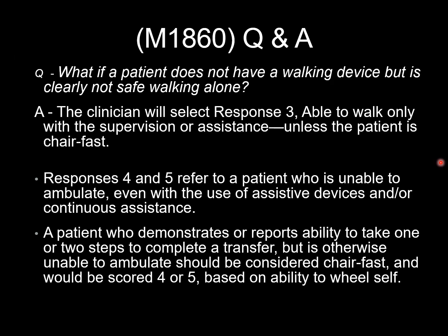A few questions from Medicare. What if a patient does not have a walking device but is clearly not safe walking alone? The answer would be the clinician would select 3, able to walk only with supervision or assistance, unless the patient is chair-fast. 4 and 5 would depend on the ability to use a wheelchair.